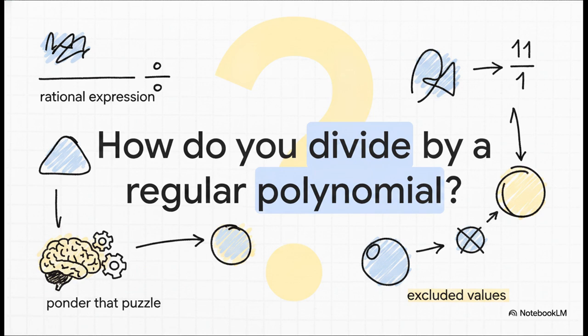Imagine you have a rational expression, but you're dividing it by just a standard polynomial, not a fraction. How would you set that up? And more importantly, what would happen to your excluded values during the flip? Think about how a whole number can be written as a fraction over 1, and I'll leave you to ponder that puzzle.